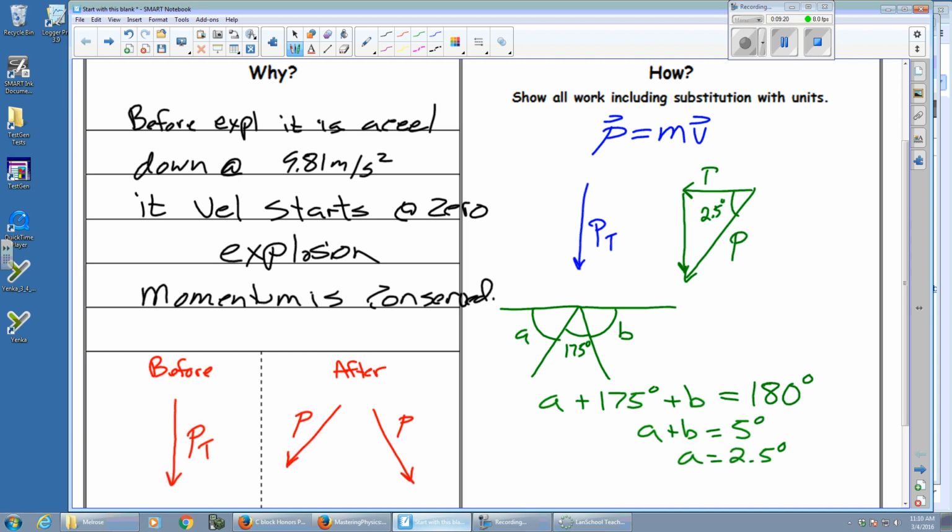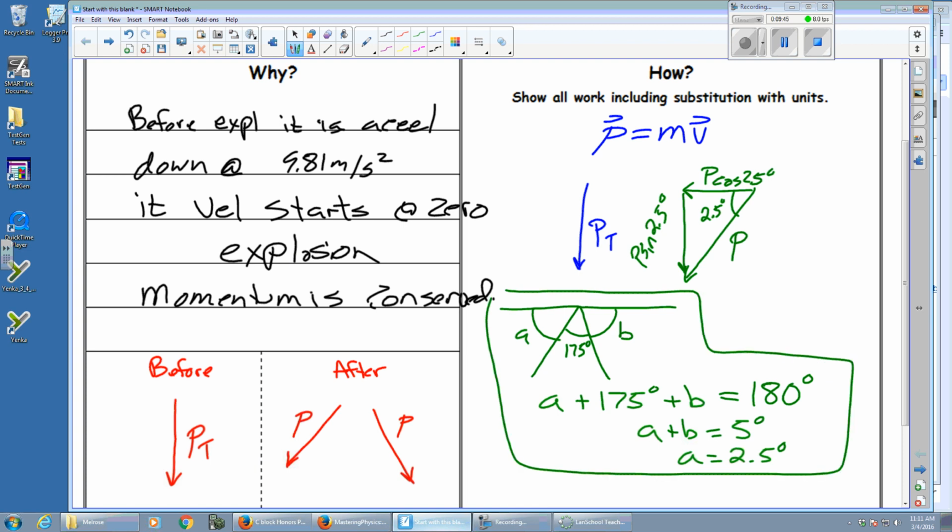So this side is P, see, it's adjacent, cosine 2.5 degrees, and this side is P sine 2.5 degrees. I'll box it. This is what I did to figure out that mine was 2.5. Since both pieces take away equal amounts of the momentum, there must be a symmetry there, so A must equal B.